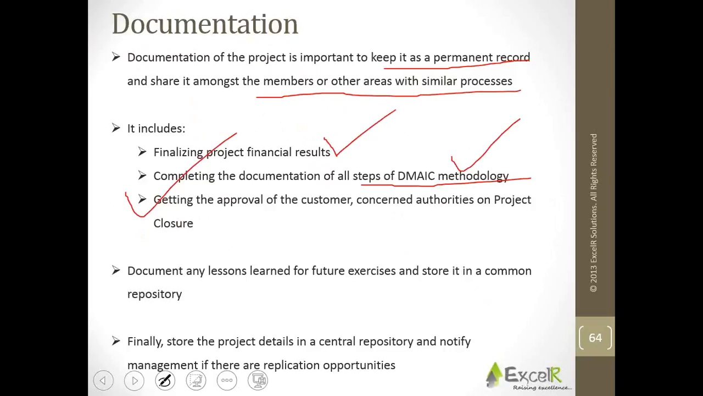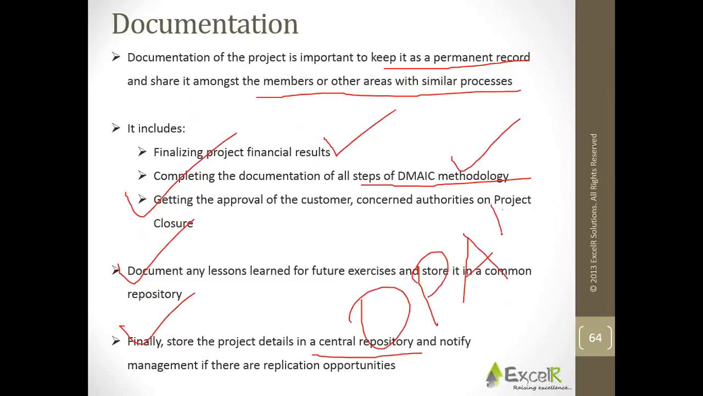Document any lessons learned for future exercises and store them in the common repository. Finally, store the project details in the central repository, which is called OPA, Organizational Process Assets. Save all the documents, whatever you have, and place them there. Why are you placing them there? Because tomorrow if someone wants to implement a similar kind of Six Sigma project, they should be able to readily refer to all these things and get the job done.